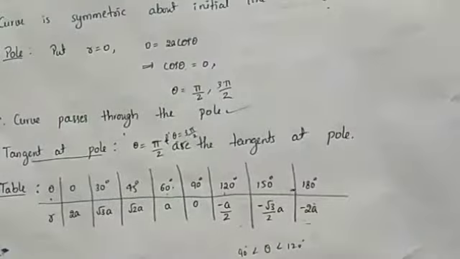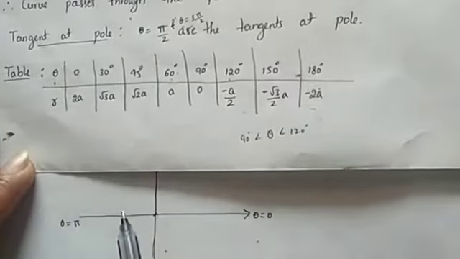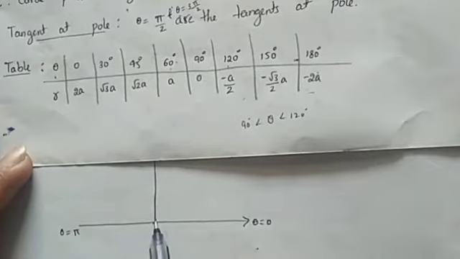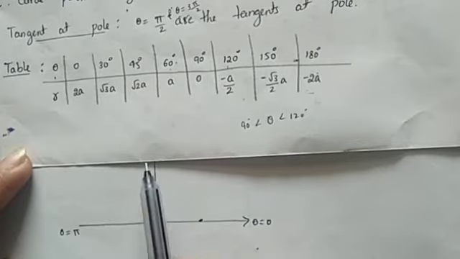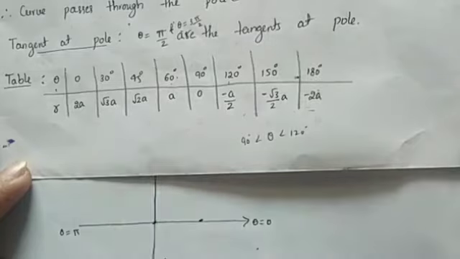The next one is the table. Theta is equal to 0, the r value is 2a. The next, theta 30 degree, the r value is root 3a.